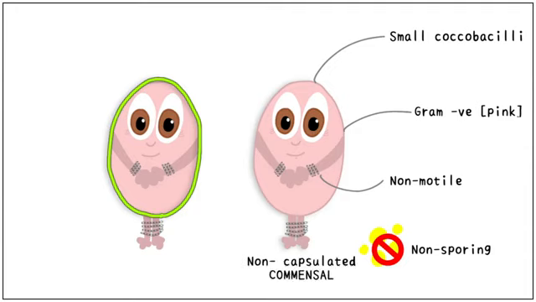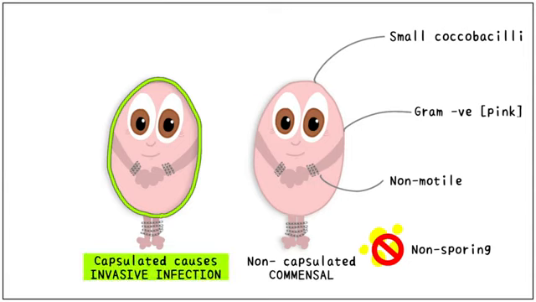It exists in two forms, a non-capsulated form and a capsulated form. The non-capsulated form is a commensal in the respiratory tract. That means it is normally found there and it can cause a localized infection in certain conditions. The capsulated form is extremely dangerous and it causes an invasive type of infection. The most virulent capsulated strain is that of serotype B.